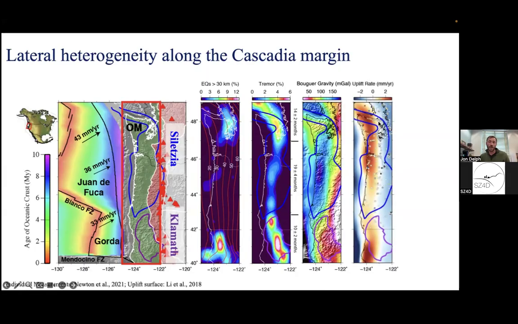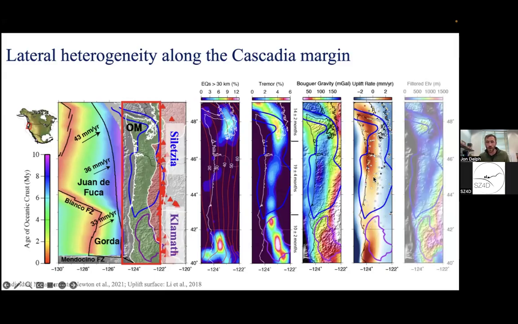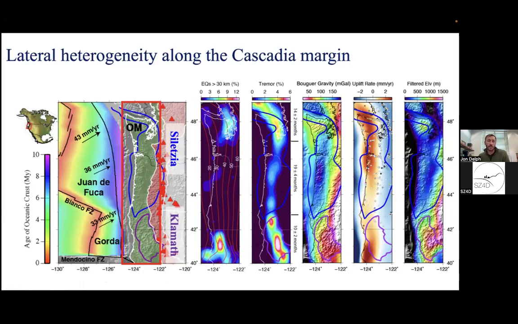We also see a correlation with uplift rates along the margin. So this is from GPS data, tide gauges, leveling surveys, that's the dots. The background is a predicted uplift from a plate locking model, so we can get kind of a more regional extent. But we see northern and southern Cascadia characterized by higher uplift rates than central Cascadia. And of course, if there's some anelastic component to our uplift, that's going to lead to the building of topography over time.